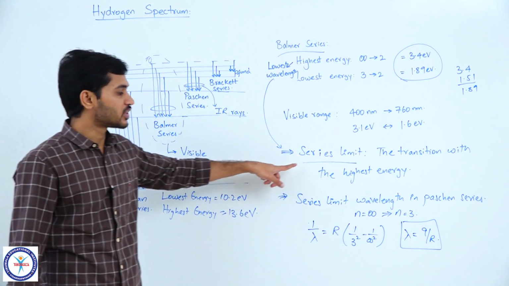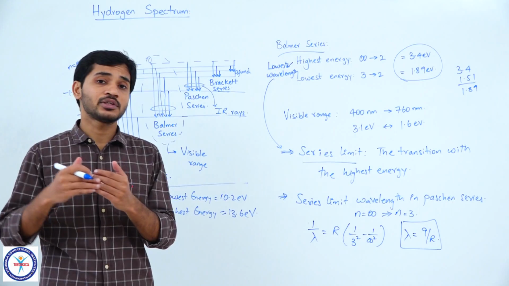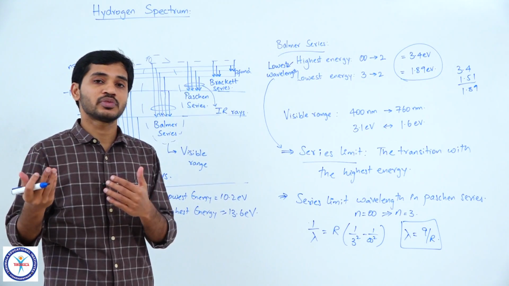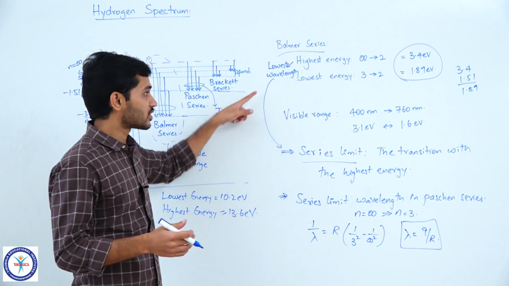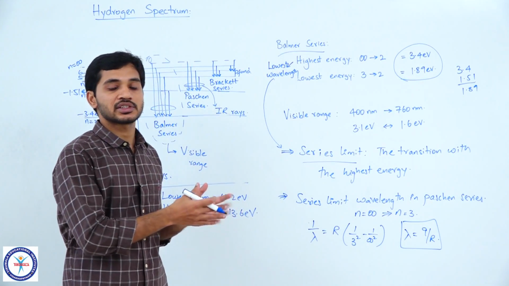Whenever we talk about series limit, do not think that limit means the higher value. It is a higher value of energy, but it also means the lower value of wavelength. So series limit means the lowest wavelength in that particular series.